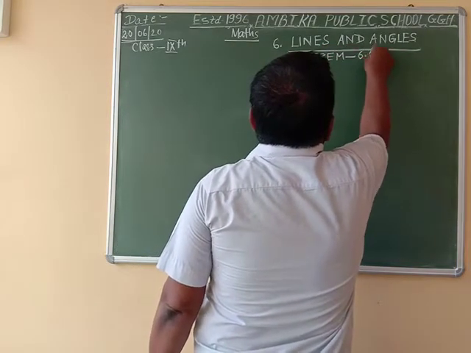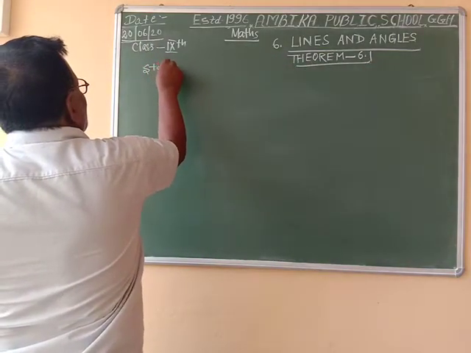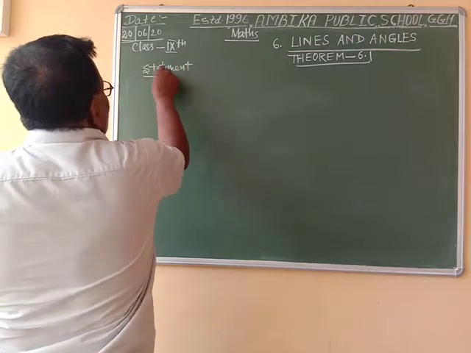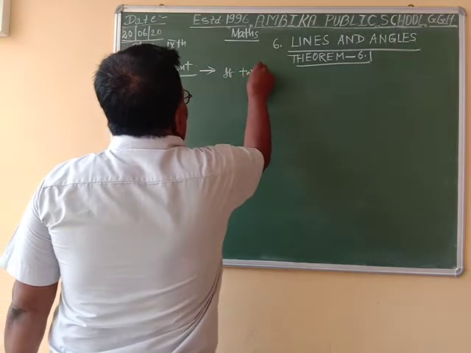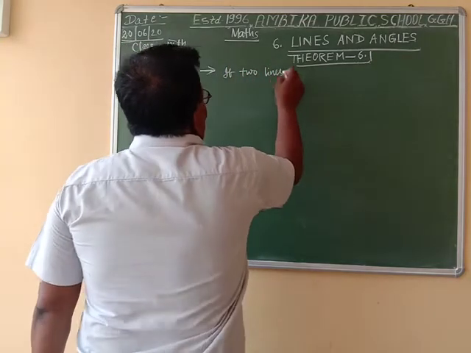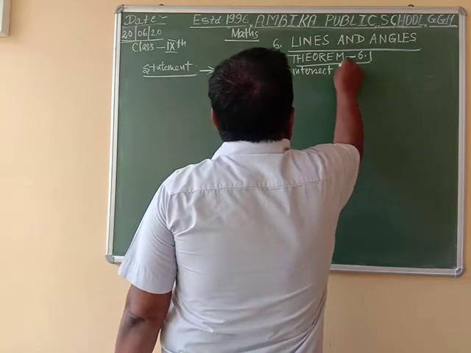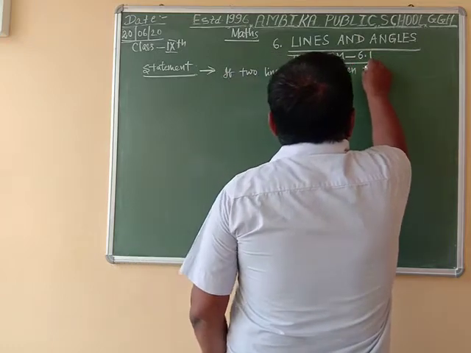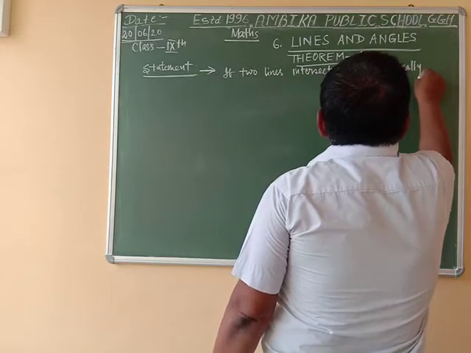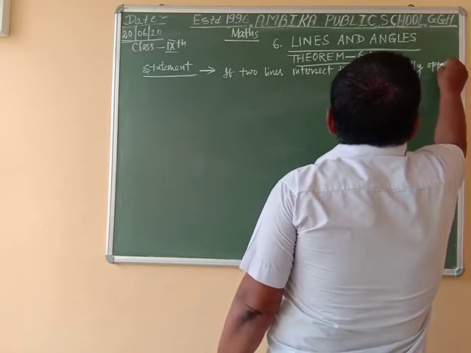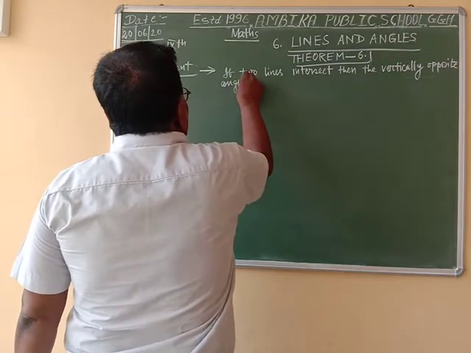Theorem 6.1. The statement is: if two lines intersect, then the vertically opposite angles are equal.